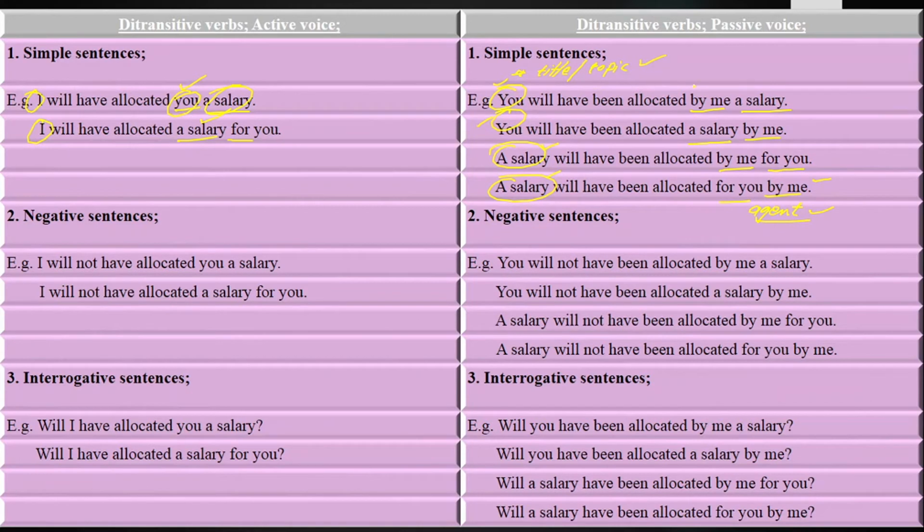You will have been allocated by me a salary. You will have been allocated a salary by me. A salary will have been allocated by me for you. A salary will have been allocated for you by me.